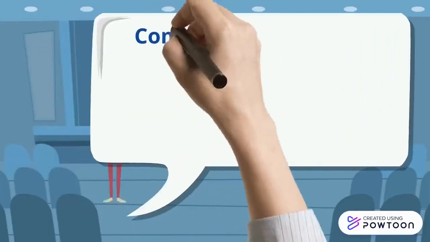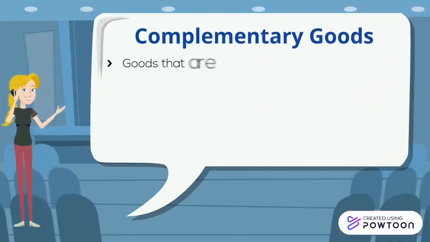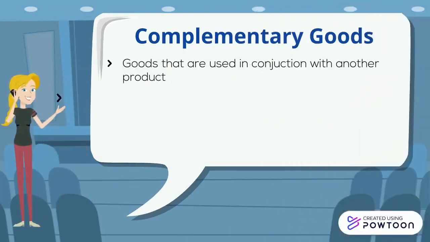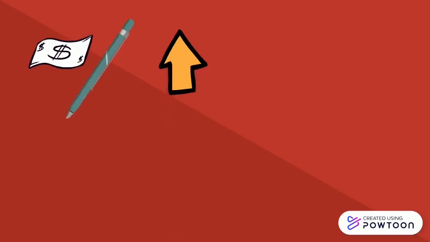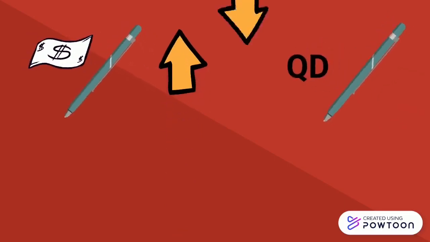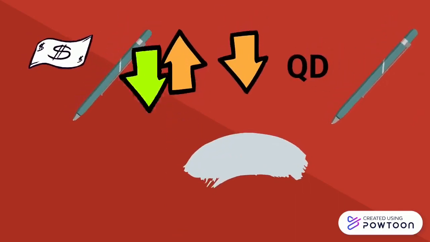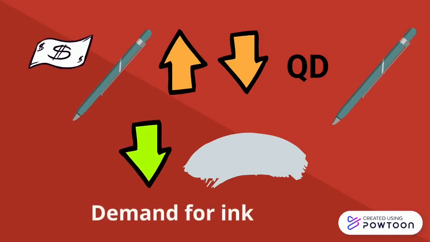Complementary goods. Complementary goods are goods that are used in conjunction with another product, which means goods that must be used together. For example, pen and ink, and bread and butter. For example, when the price of pens increases, the quantity demanded for pens will fall, and demand for ink will also decrease as both goods are used together.